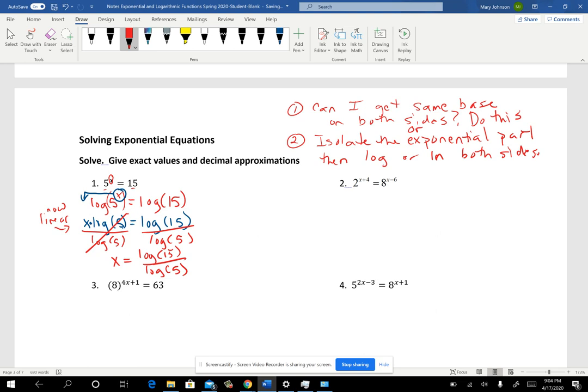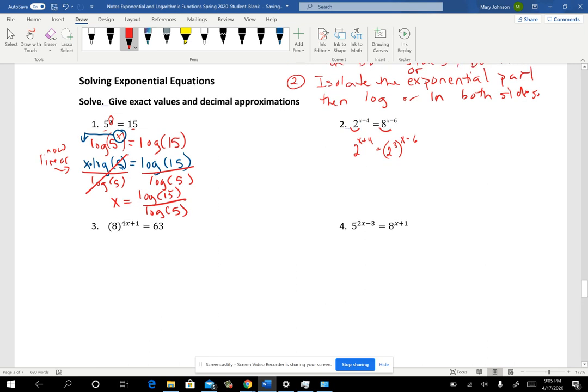Now compare that to problem number 2. On that one, I notice a 2 and an 8, and I think, I can get the same base. So I'm going to take a moment to rewrite the 8 as 2 to the 3rd, and that's being raised to the x minus 6 power. Because I could do it, I'm going to change this problem so that I have the same base on both sides, because you'll see how nice that is. Then I can multiply the exponents, because that's how a power raised to a power works. And I'll go ahead and distribute that. That would be 3x minus 18.